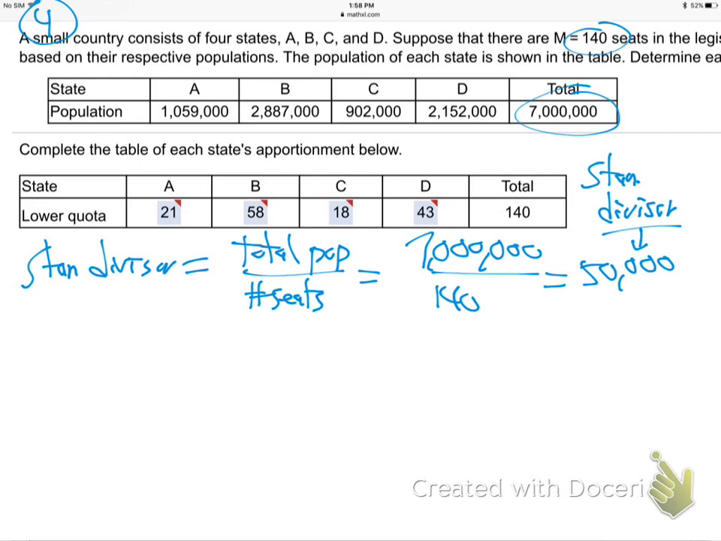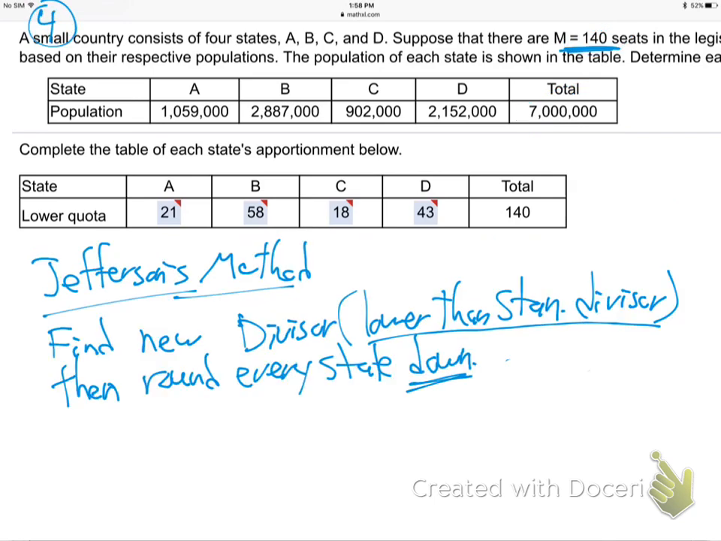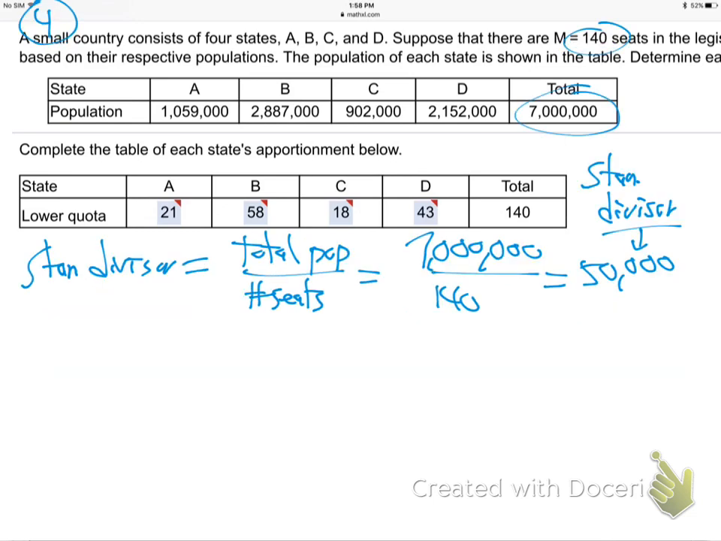But here we're going to change it. And this is going to be the same for Jefferson, Adams, and Webster's. You're not going to use the standard divisor. You're going to use, what did he say? If you look back here, he said a lower standard divisor. You're going to use a new divisor that's lower than the standard. So, well, how much lower? Yeah, that's the trick. Who knows? You kind of guess around and it's kind of a pain. How about 49,000? I'm just sort of guessing, right? The standard divisor is 50,000.